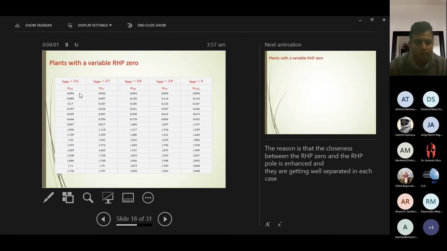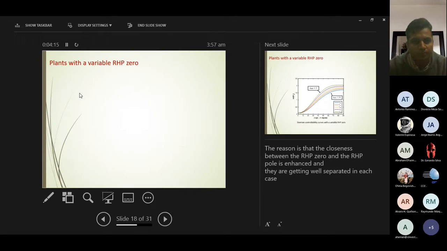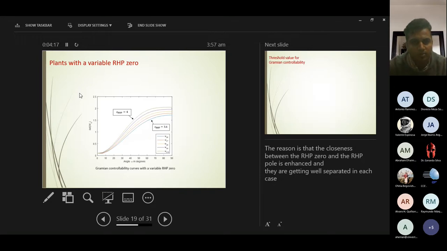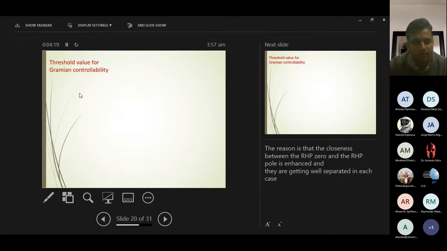So this was the condition that was calculated during the research, and it was also presented in the paper, that as the right half plane zero goes away from the pole, then controllability is going to be improved. This has also been represented in the form of a graph.